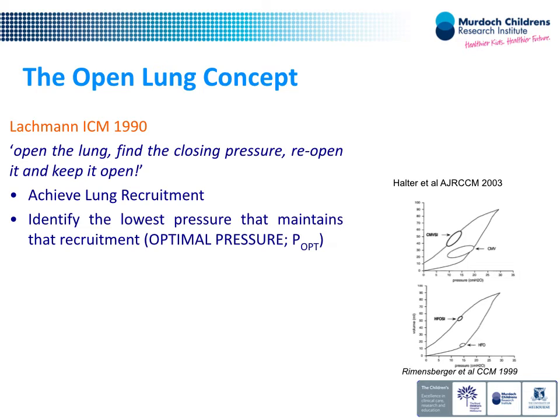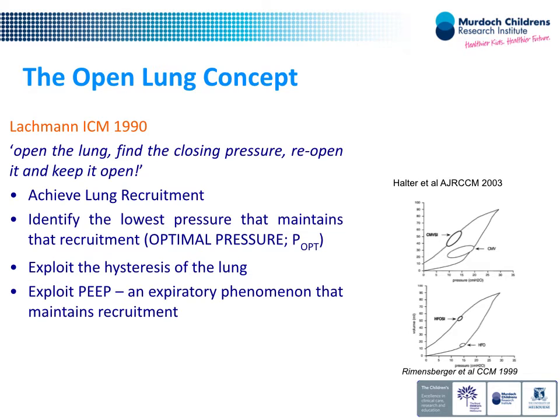So it's achieving recruitment, identifying the lowest pressure that will then maintain that recruitment, and by definition therefore avoiding overdistension as well. But it's a journey, you can't get there quickly. You have to take the lung to a state where you will be transiently overdistending something. And we do that by exploiting hysteresis and exploiting the interaction between mean airway pressure and lung recruitment.